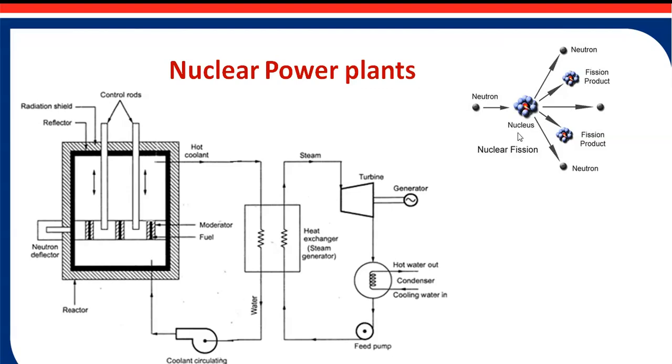If you see in this reaction, if a neutron bombards the nucleus of uranium, it is split into a number of lighter molecules. This is called nuclear fission. Those lighter molecules release a huge amount of energy, and this huge amount of energy is converted into steam, and the water is heated to produce the steam, and those steam is used for producing electricity.